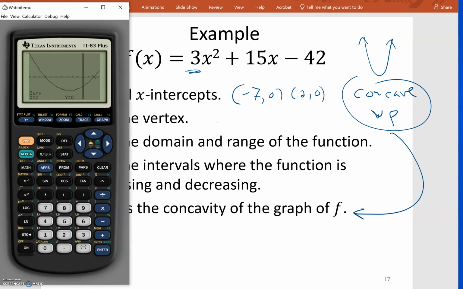Now I want the vertex. So in this case it's a minimum. So I go to second calc, min, and move our cursor again. So I'll pause so I can do that. I move my cursor over here to the left bound of the minimum. Now I'm going to move it to the right bound of the minimum. And then my guess is here. And it's calculating, there's my minimum. We'll finish this in the next video.